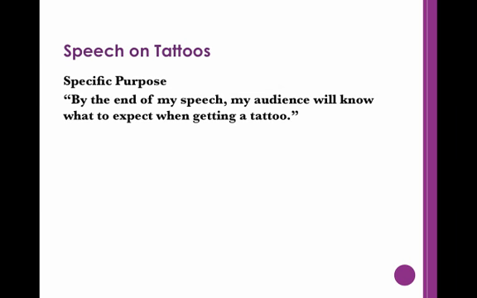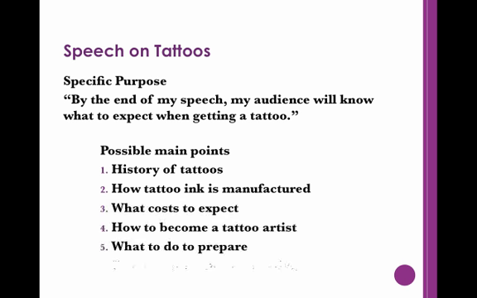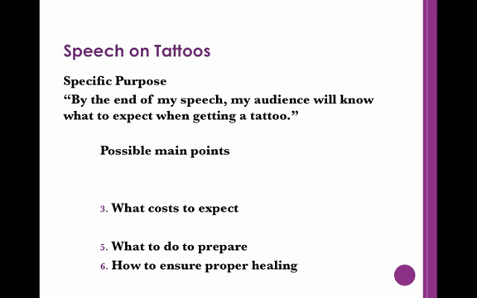Let's say your specific purpose is, "By the end of my speech, my audience will know what to expect when getting a tattoo." You begin to make a list of main points, and you come up with 6. History of tattoos. How tattoo ink is manufactured. What cost to expect. How to become a tattoo artist. What to do to prepare. How to ensure proper healing. While all of these points have something to do with tattoos, not all of them directly relate to the specific purpose. Since your specific purpose is to prepare your audience for getting a tattoo, points 3, 5, and 6 would be most appropriate for your speech.